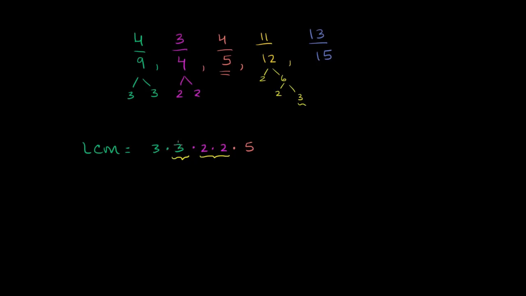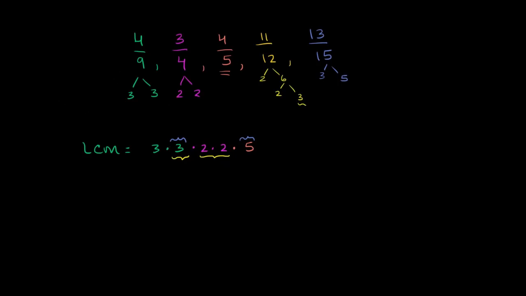And then finally, we need to be divisible by 15's prime factors. So let's look at 15's prime factors. 15 is the same thing as 3 times 5. So once again, this number right over here already has a 3 in it, and it already has a 5 in it. So we're cool for 15, for 12, and obviously for the rest of them. So this is our least common multiple, and we can just take this product.